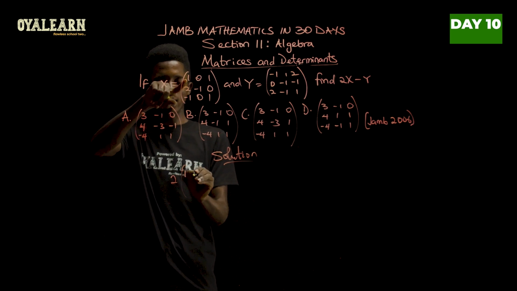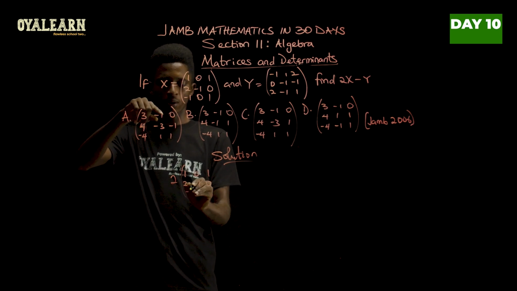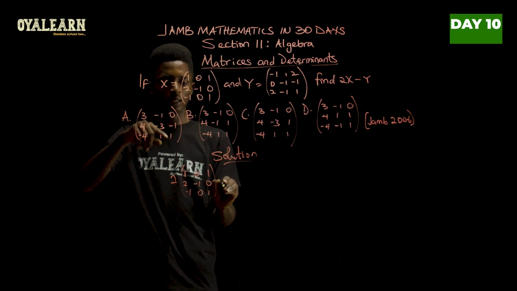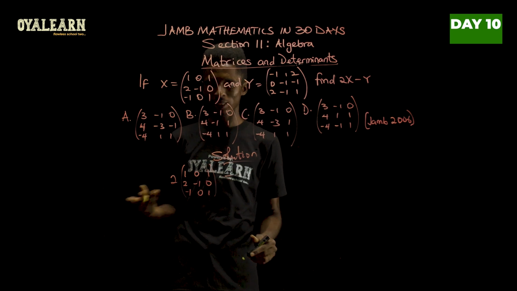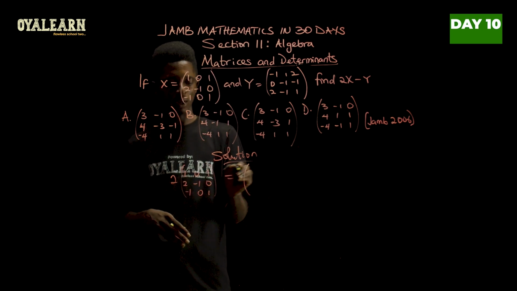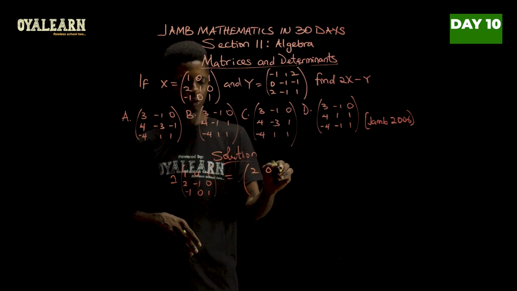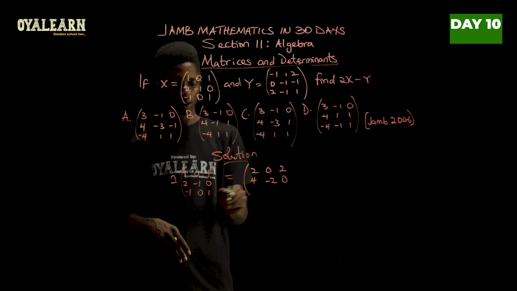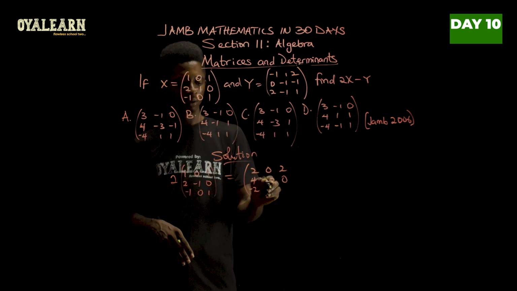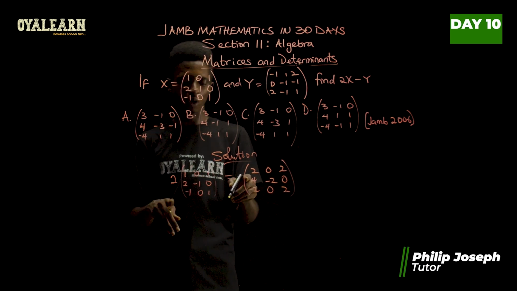Remember, matrix X is 1, 0, 1, 2, minus 1, 0, minus 1, 0, and 1. Now, when you are multiplying a constant by a matrix, you just multiply the constant by the individual elements in the matrix. So this will be 2 times 1 to give you 2. 2 times 0, that's 0. 2 times 1, 2. 2 times 2, 4. 2 times minus 1, that's minus 2. 2 times 0, 0. 2 times minus 1, minus 2. 2 times 0, 0. 2 times 1, 2. So this is twice of x.